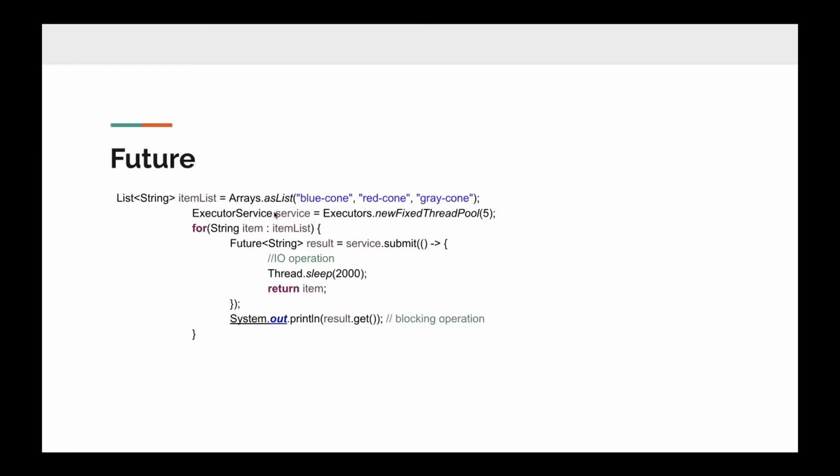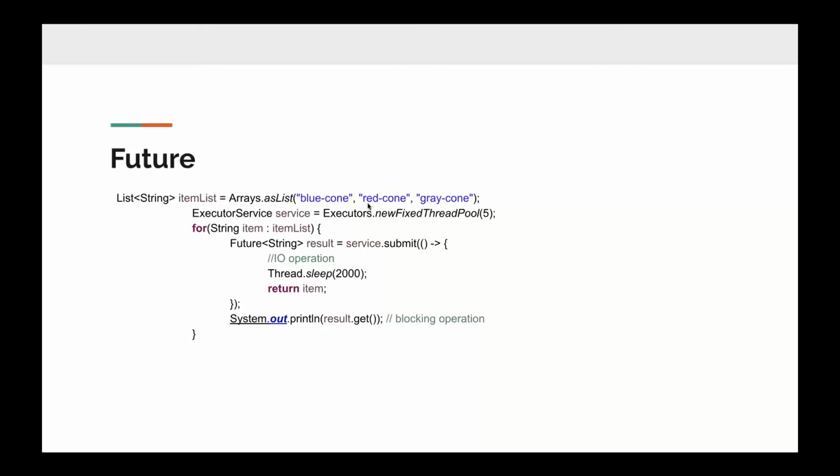So I have an example: you have a list of cones, right? You are in an ice cream parlor where you get an order and you want to produce the result. There is an executor service. Executor service is a way to handle threads in a pool. There is a cached pool also, but here I have a new fixed thread pool initialized with 5, where you are submitting many orders.